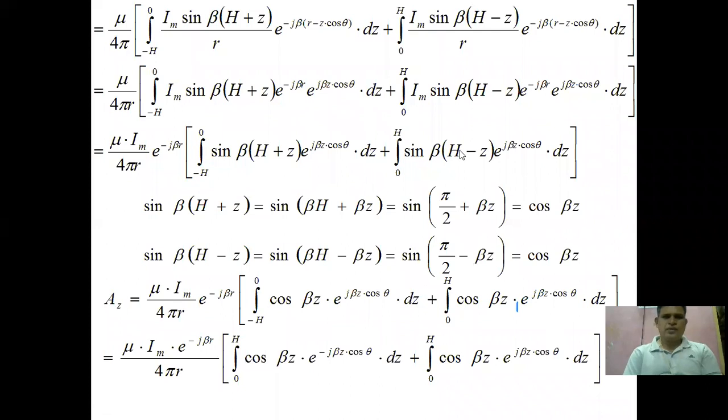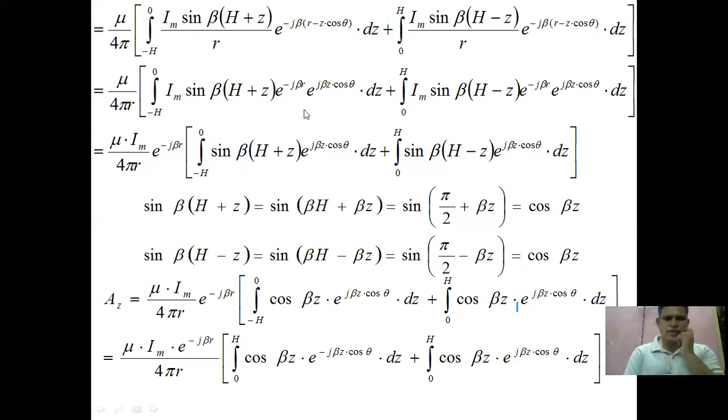Now substitute capital R equal to r minus z cos theta in the numerator, and substitute capital R equal to small r in the denominator. Okay, we are getting this expression here. Now we want to simplify this.